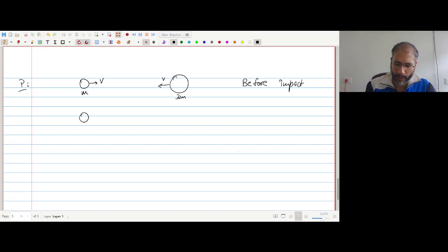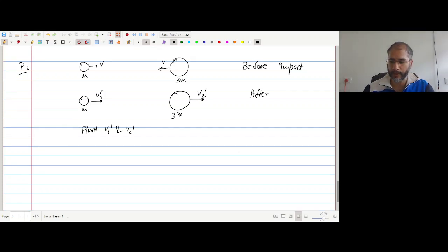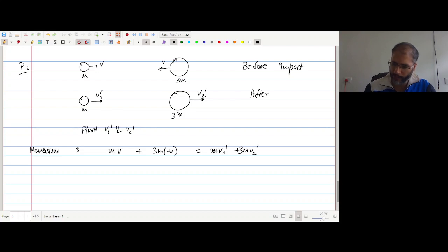We have to find out what the velocities of the two masses are. Since I do not know the direction, I'll take the right direction as the positive direction. They move with v1 prime and v2 prime after collision, and we have to find v1 prime and v2 prime. It's a very straightforward application of the ideas of collision that we have developed, through the conservation of momentum and energy, dependent on the coefficient of restitution. So conservation of momentum: mv plus 3m times minus v is equal to m v1 prime plus 3m v2 prime. So we have two unknowns, v1 prime and v2 prime.